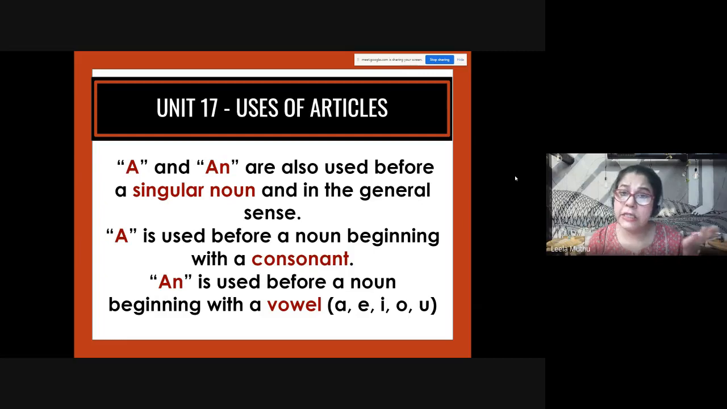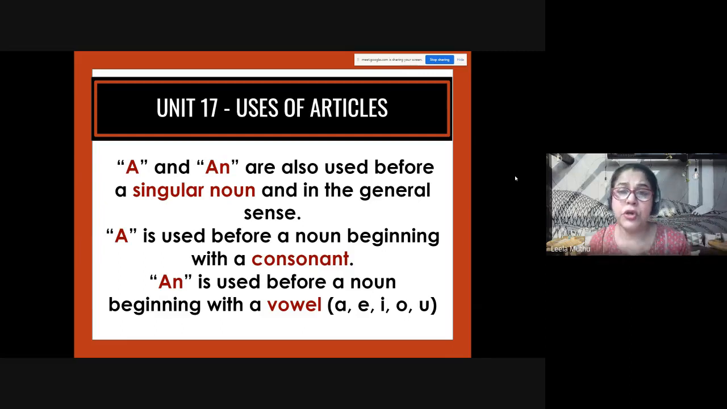The box, the boxes, okay. But you can say a box, because it is singular, right? That rule applies. And a is used before a noun which starts with a consonant. For example, box, chocolate, mirror, computer. All these start with consonants, so we use a before them.